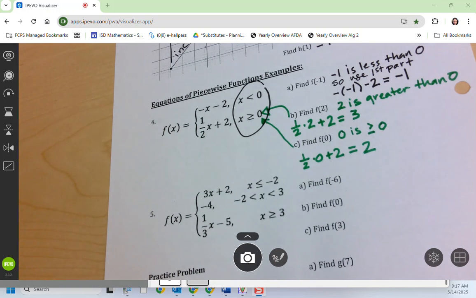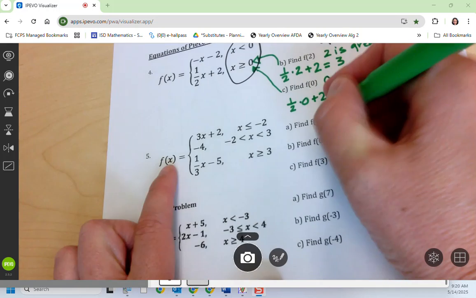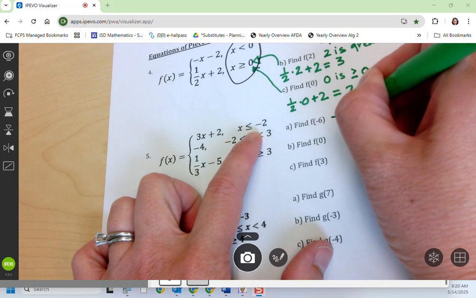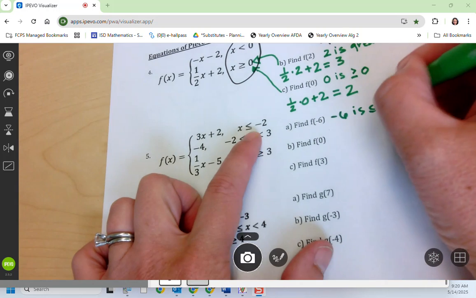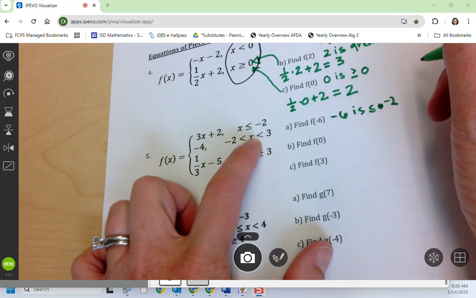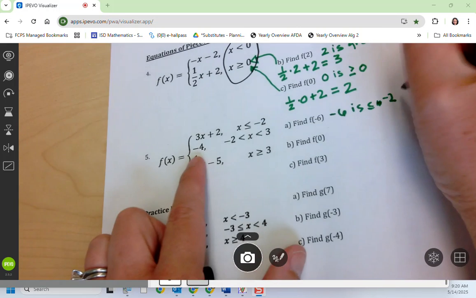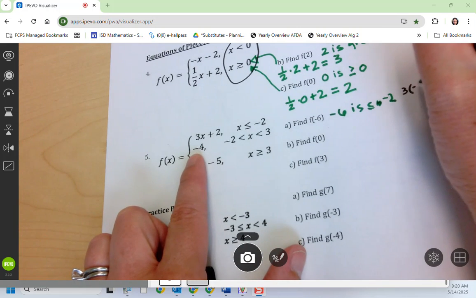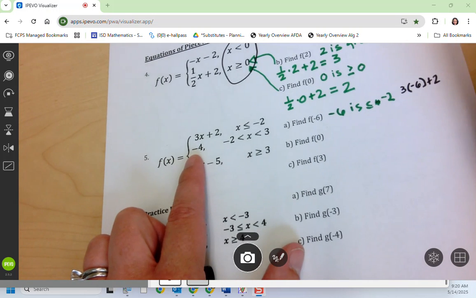Okay, I'm going to have you guys try 5. All right, first one, -6 is less than or equal to -2. So I'm going to put the -6 into this one. So I'm going to do 3 times -6 plus 2, and I'm getting -16. Did you guys get -16? Okay.